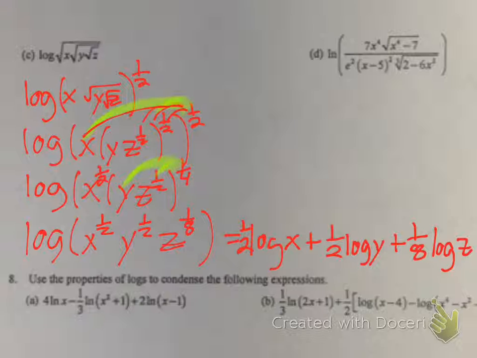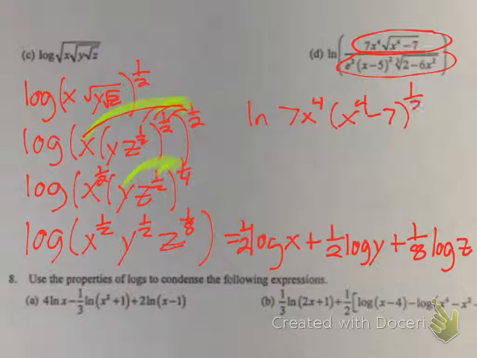And then the last one, D, is pretty long. I'm going to do it in 2 parts, this screen and on the next. The biggest thing you'll notice is there's a quotient between here. So you want to make sure you just do a log of the numerator first, 7x to the 4th. Go ahead and change that radical to 1/2 power. That's just my numerator. And then minus, I'm going to go ahead and use 2 lines here, the log of the denominator, that whole piece down there, so that's e squared, x minus 5 squared. And I think that last one, I don't know if that's a cube root, I think it is, but it's 2 minus 6x to the 2nd to the 1/3.